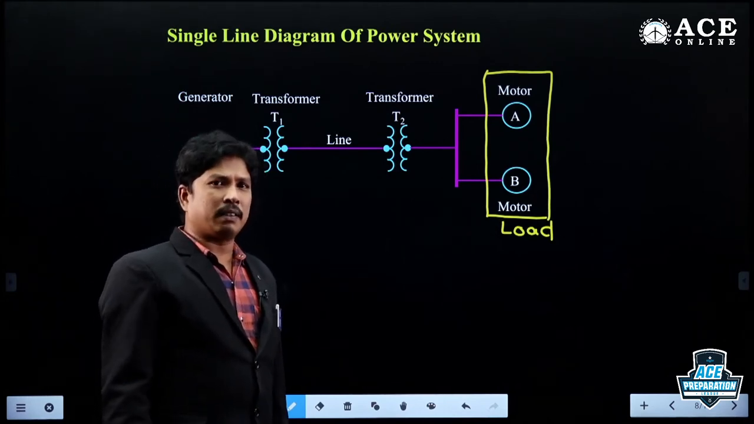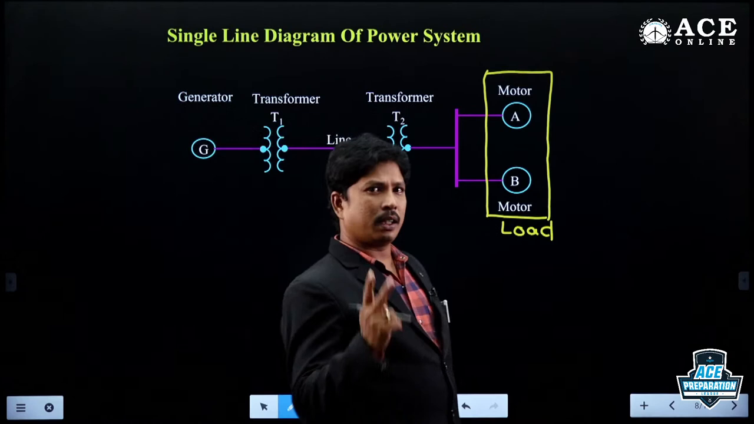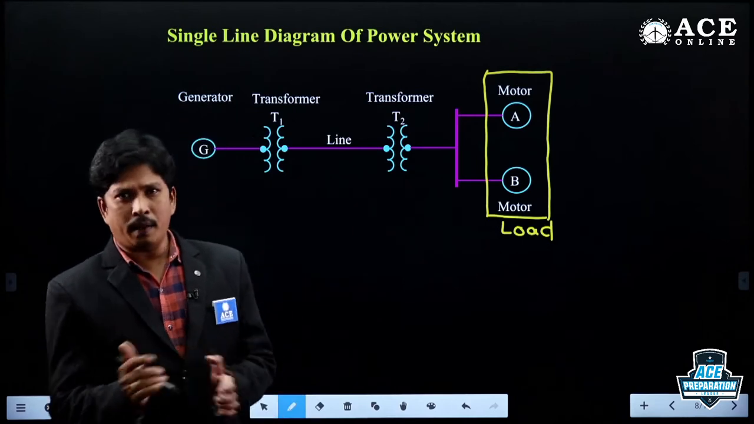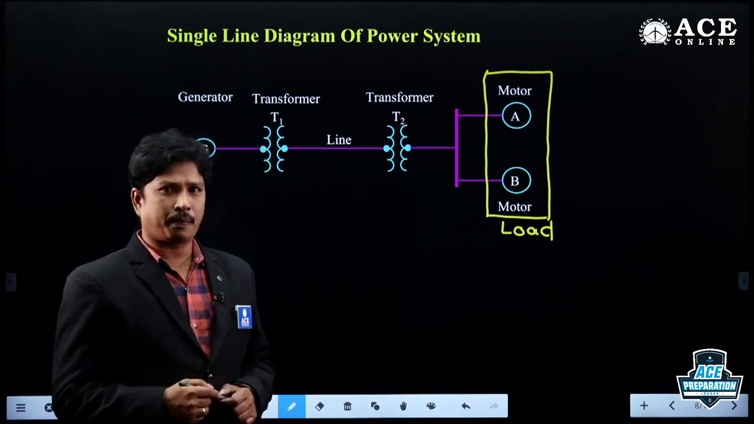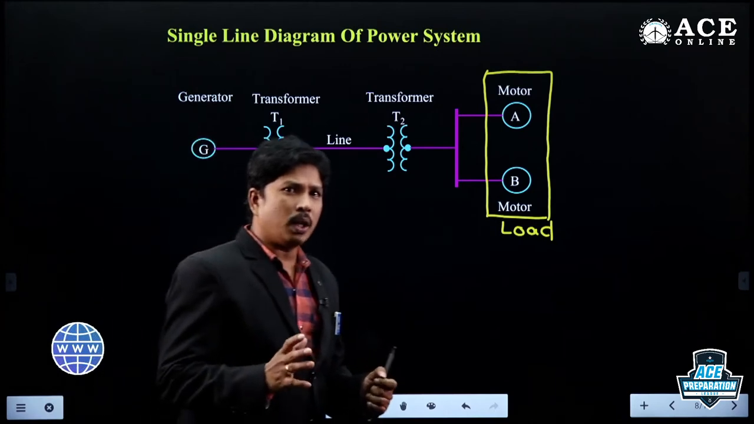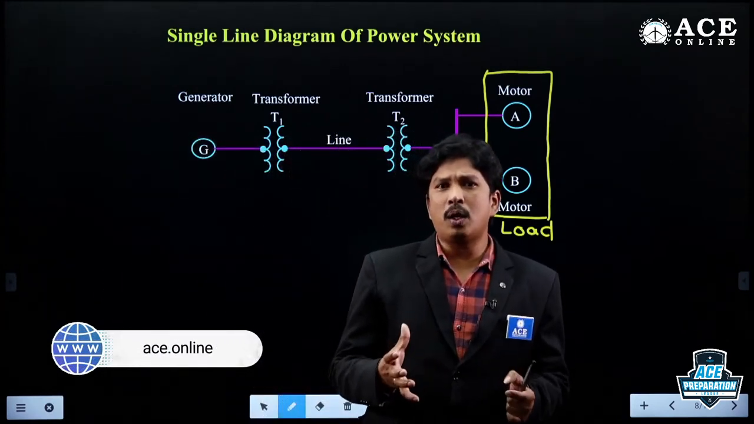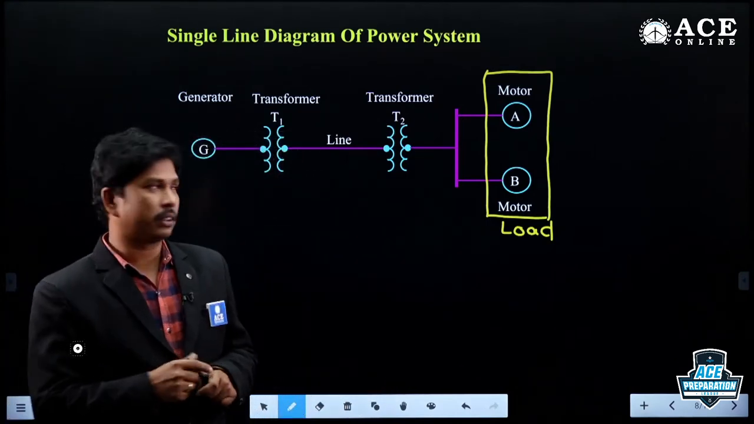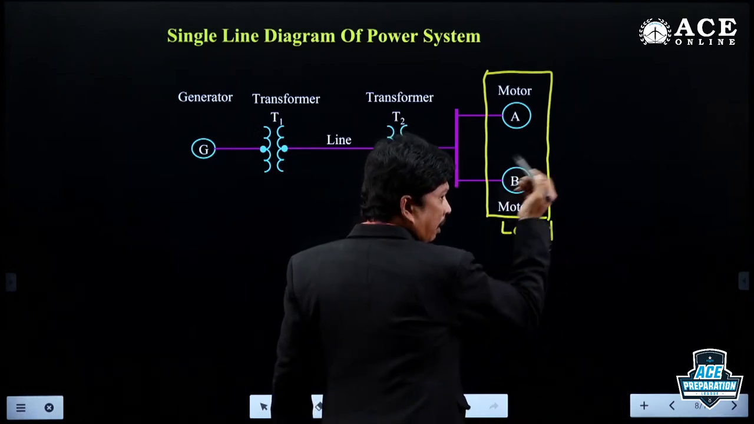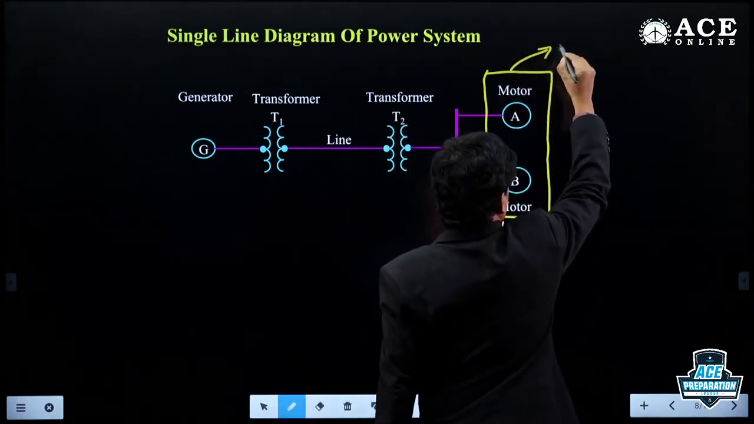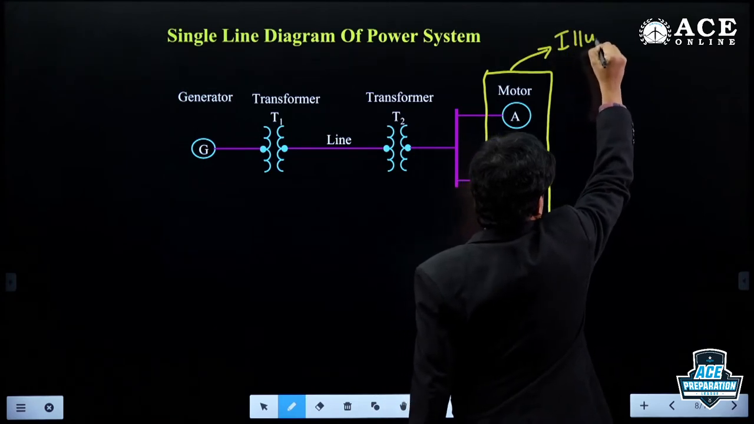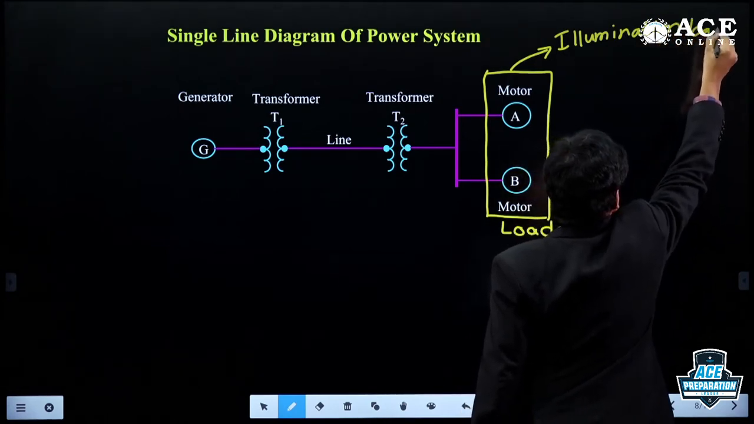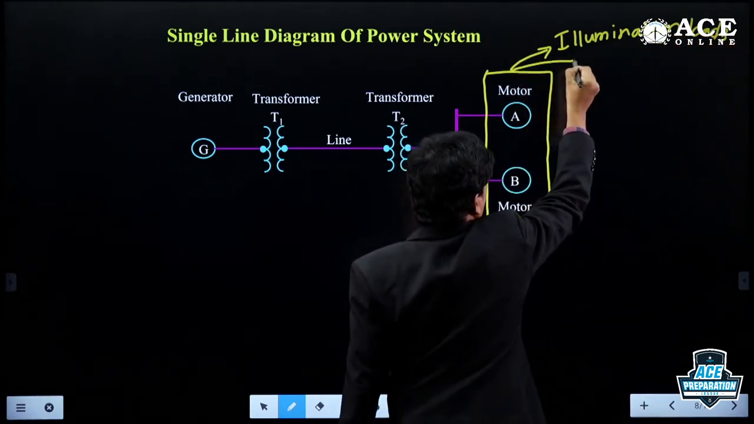What is the load actually on the power system? There are two major types of loads. One is the illumination loads and one is the motors. Illumination loads are nothing but the lighting loads, and the second one is the motoring loads. So the total loads will be of two types: one will be illumination load, and the second one will be motoring loads.